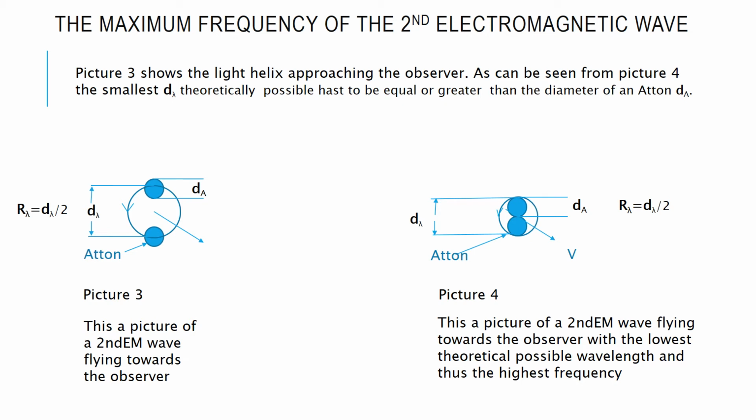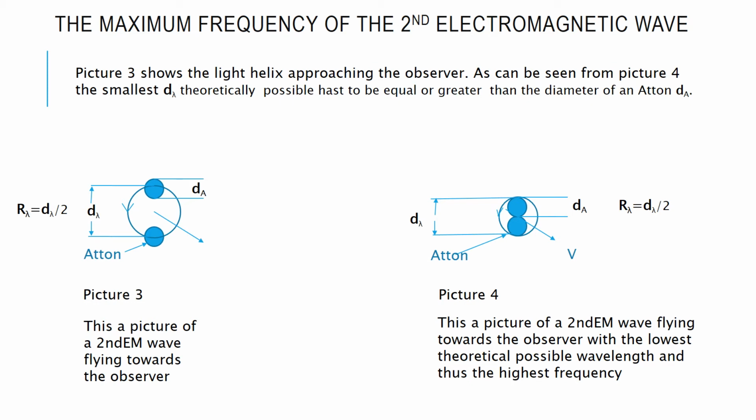So if we look at picture 3, which shows the light helix approaching the observer, then you can see that picture 4 is the same light wave with the smallest possible wavelength, which then of course is the highest possible frequency. The interesting part of picture 4 is that because of the size of the atton, that circular motion cannot be smaller, so you cannot create a smaller wavelength than the two attons. And you need two attons.